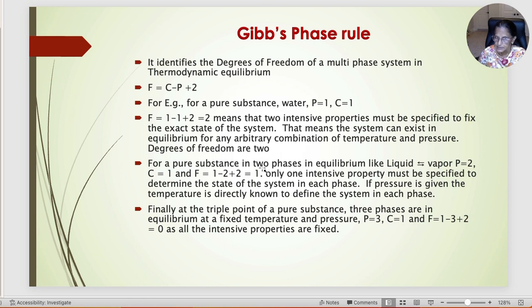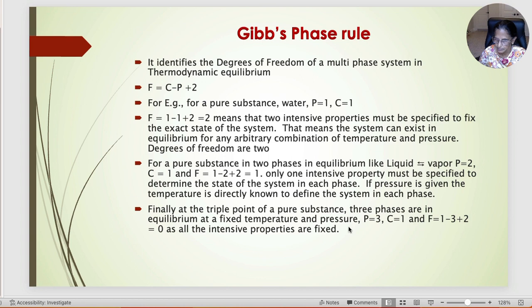For a pure substance in two phases in equilibrium, like liquid in equilibrium with vapor, phases are 2, component is 1, and F is equal to 1 minus 2 plus 2, that is 1. Only one intensive property must be specified to determine the state of the system in each phase. If the pressure is given, temperature is automatically fixed to define the phase. Therefore, it is a univariant system.